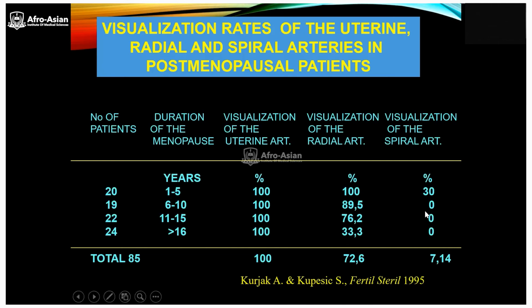Similarly, in other ages which are above 5 years, it will be difficult to visualize the spiral artery in postmenopausal patients because the endometrium is not that much functional. We are not getting much flow on it, and it is not needed because the endometrial cycle has stopped. That's why we call it postmenopause.